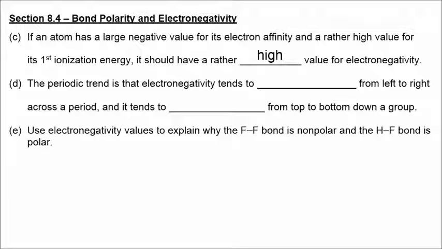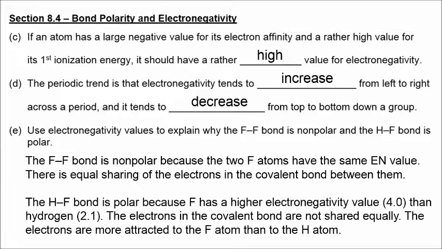In the top right corner, which is the halogens, you would expect to have an atom with a high value for electronegativity because it has a large negative value for its electron affinity, so it prefers to gain electrons, and it has a high value for first ionization energy, so a strong attraction for electrons, high electronegativity. As I said, in general it tends to increase from left to right and decrease from top to bottom. So why is an F-F bond nonpolar and why is an H-F bond polar?